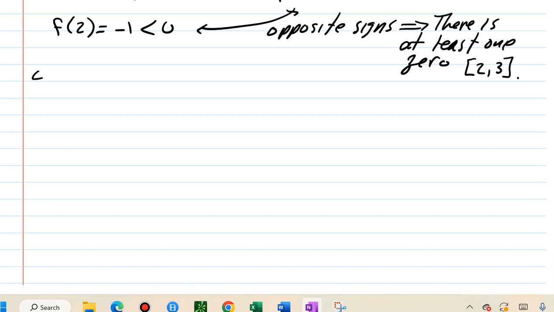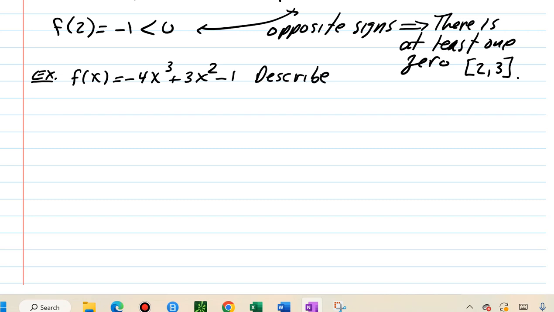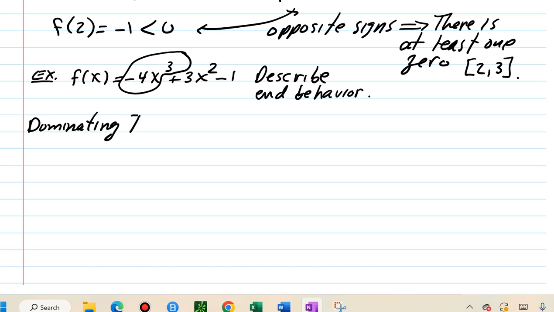Let's say in this example, we want to look at the end behavior. F of x is negative 4x cubed plus 3x squared minus 1. We want to describe the end behavior of this function. To describe it, we look at the leading term, right? The dominating term is negative 4x cubed. Forget everything else, the other two terms; we just focus on that one.